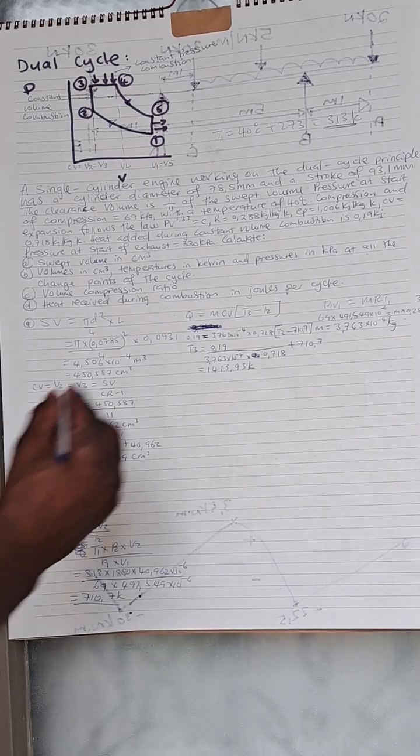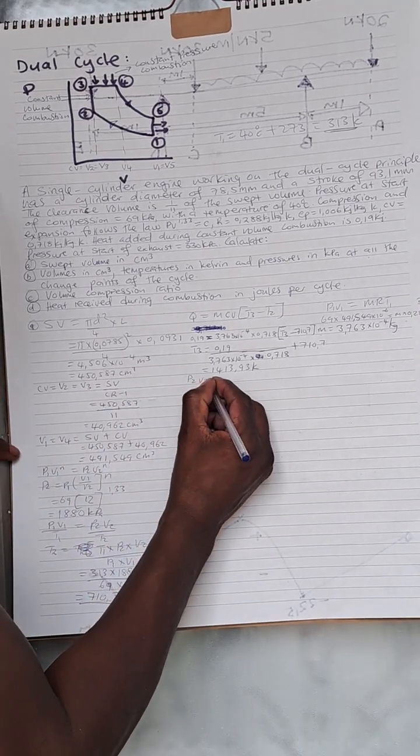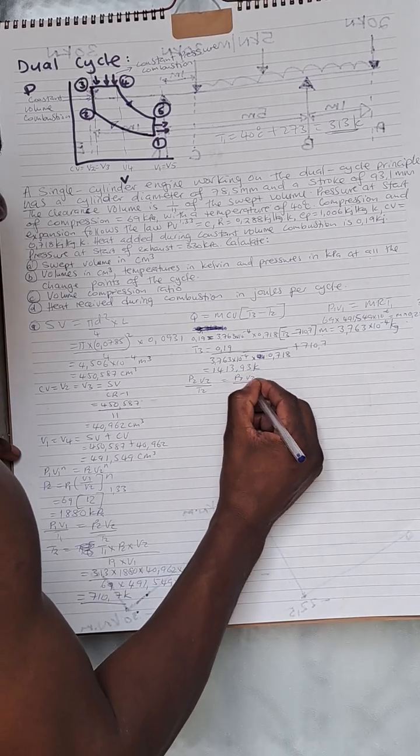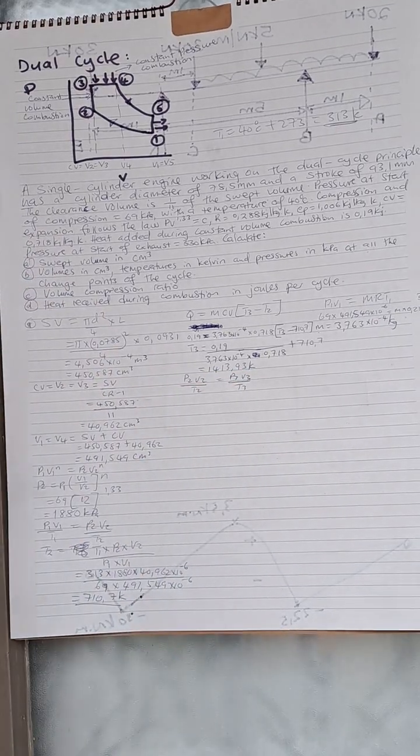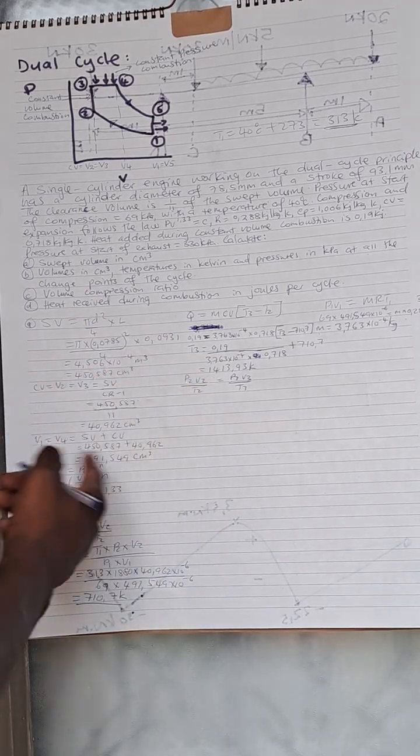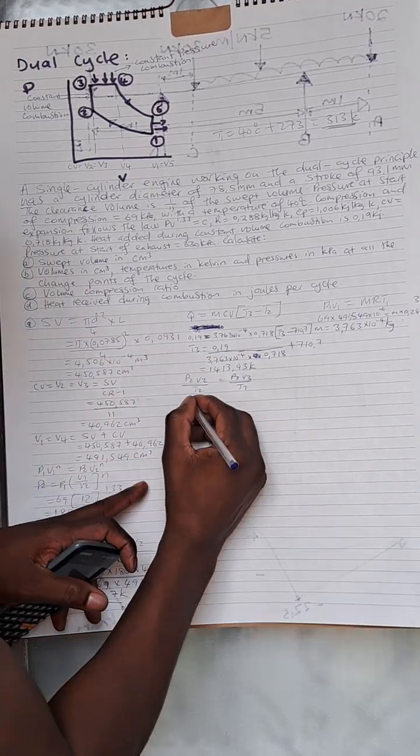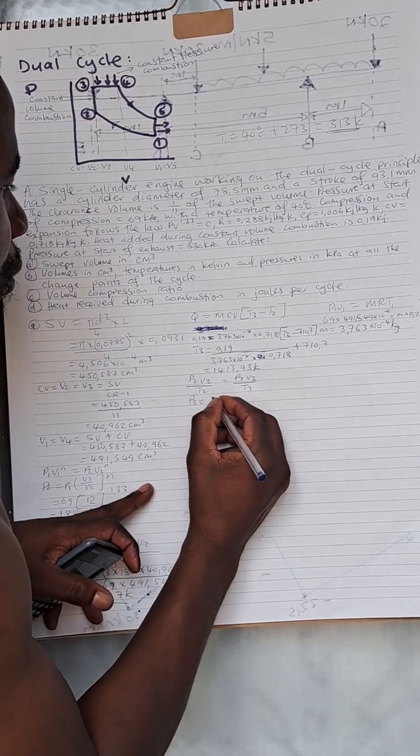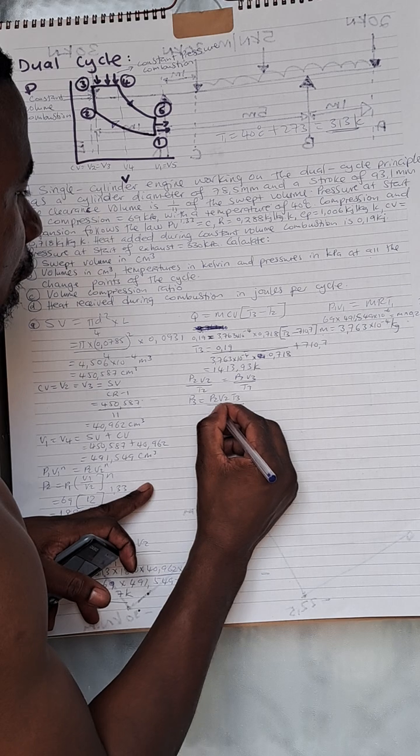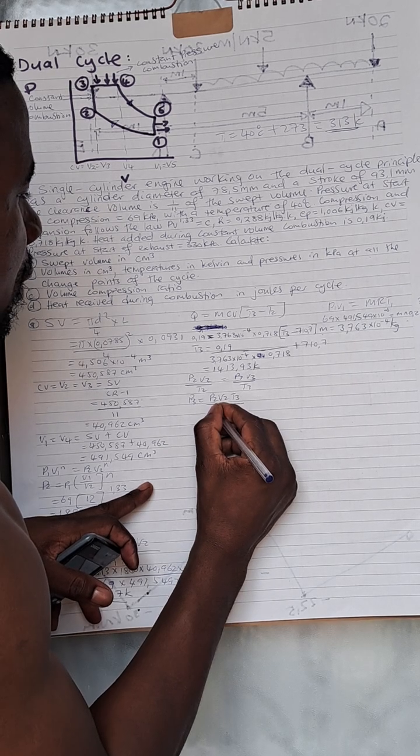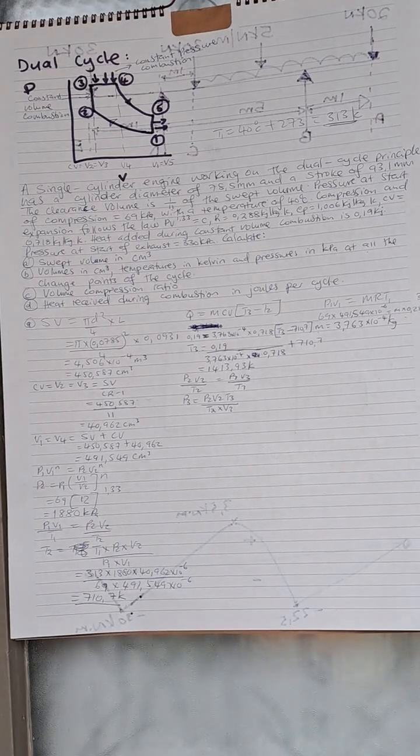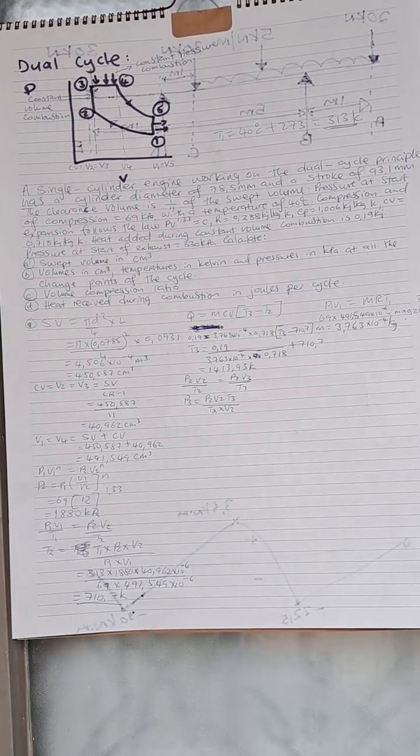So we can use our formula, P2 V2 over T2 equals P3 V3 over our T3. What is only missing here is our P3, because we have everything. Therefore, P3 equals P2 V2 T3 over T2 times V3. So that is what is missing for now.